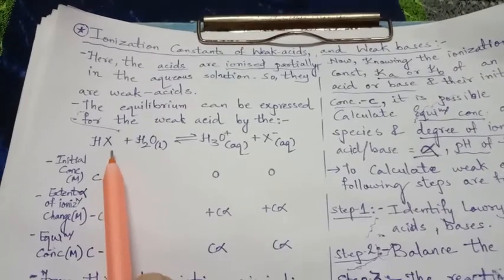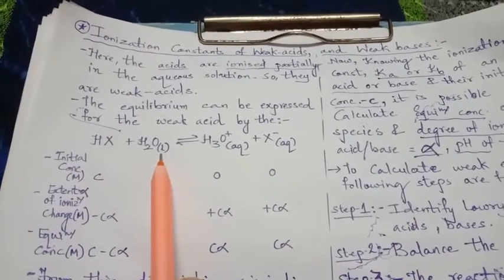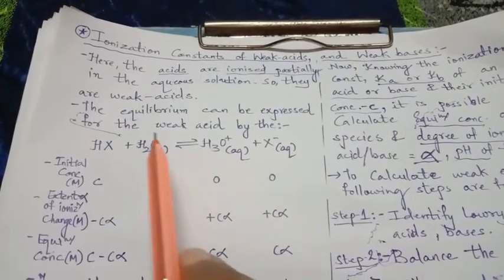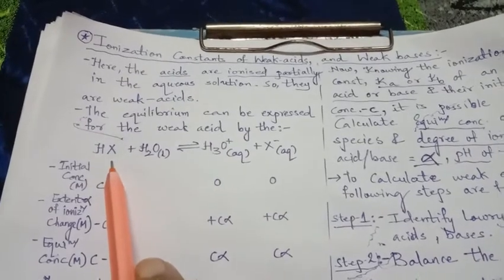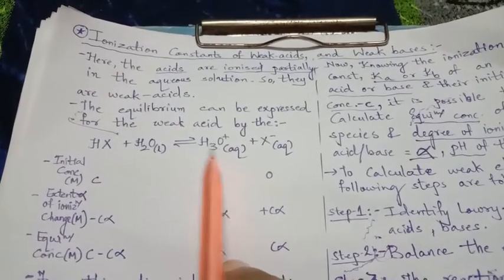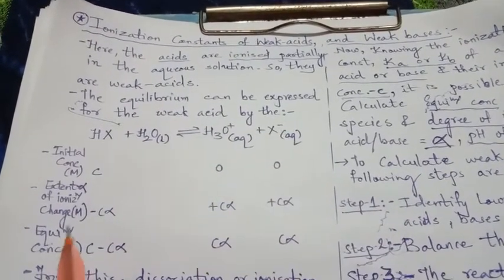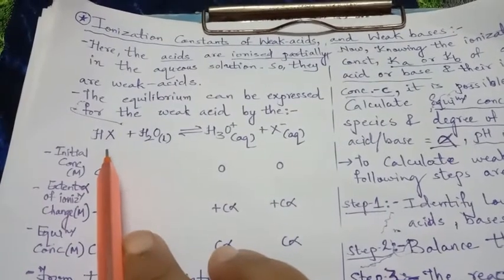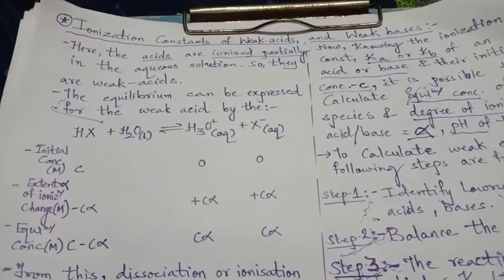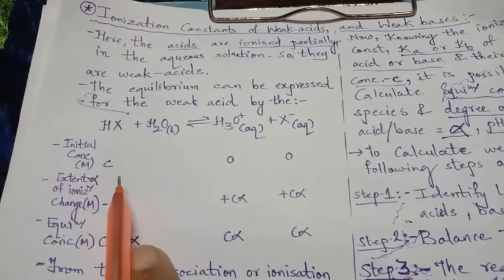Here is one equation, that is HX plus H2O gives H3O plus and X minus. So H plus from here is donated to this H2O, it will be H3O plus, and X minus is separated. Now here the initial concentration. As we have calculated equilibrium concentration, at that time the same method is applied. Again we are applying the same.